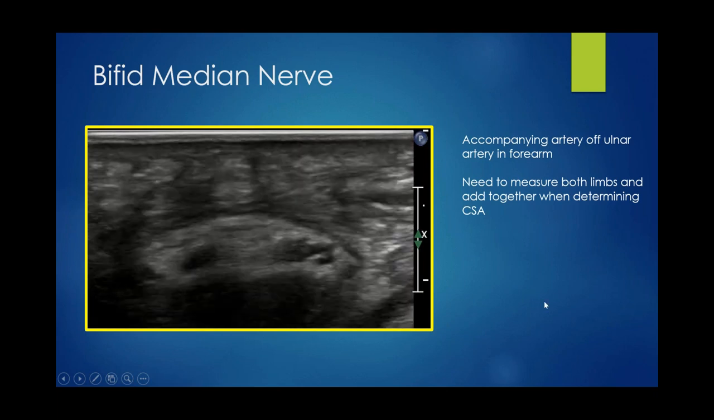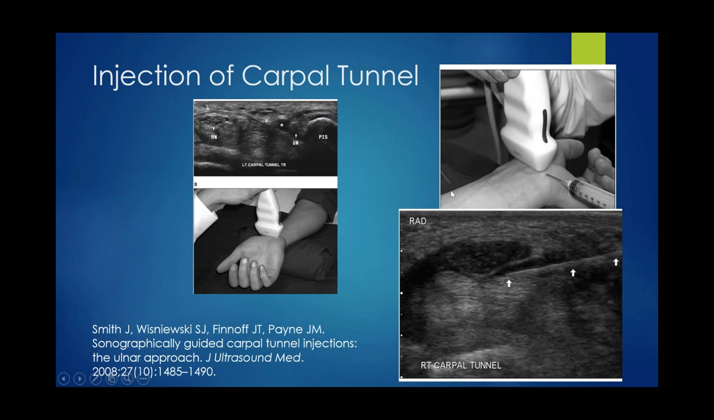Carpal tunnel ultrasound-guided carpal tunnel injections can be performed. This study suggests a way to do it. Typically, the transducer would be held axial relative to the wrist. The needle would be brought in from an ulnar to radial direction in plane with the transducer. It would come in over top of the ulnar neurovascular structures and then be placed either deep or superficial or some combination relative to the nerve where the injectate could be placed.